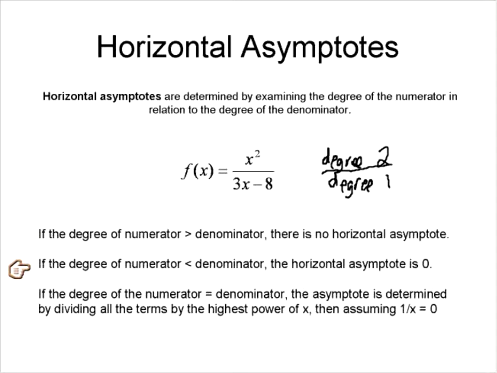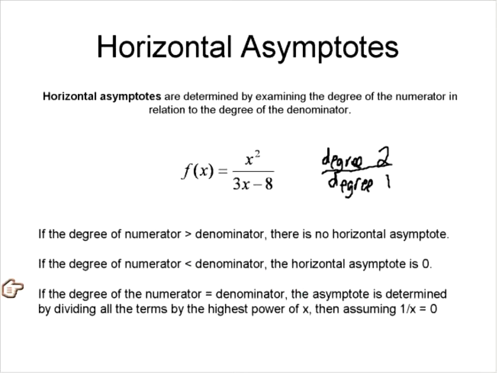If the degree of the numerator is less than the degree of the denominator, then the horizontal asymptote is at 0. So that's another quick one: if the top is less than the bottom, numerator less than the denominator, then there's a horizontal asymptote at y equals 0.